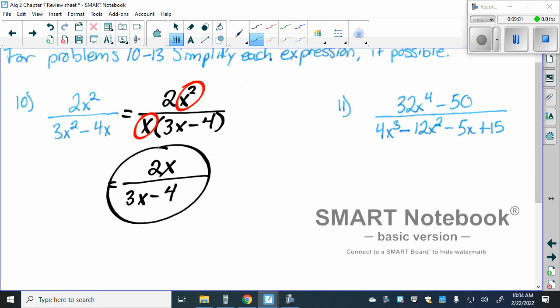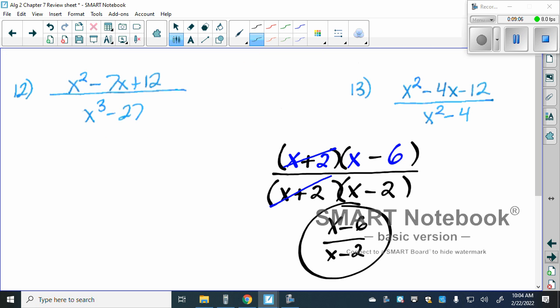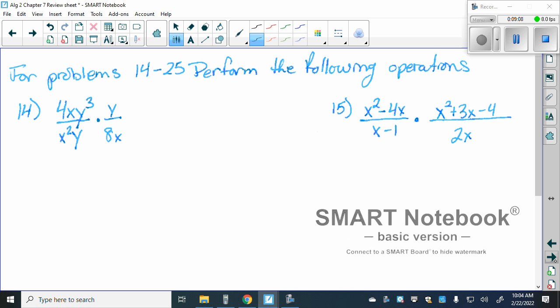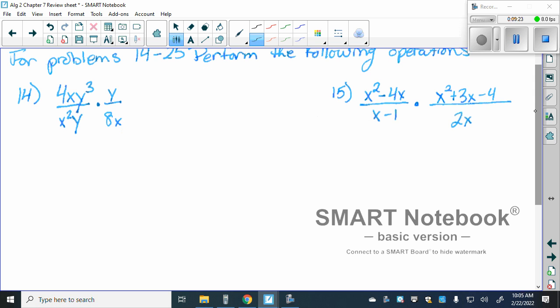Any other questions on any of these? Okay. Now the next one we have is 14 through 25. Perform the following operations. I'm not going to focus too much on 14 where we have the single terms, but I do want to look at 15.